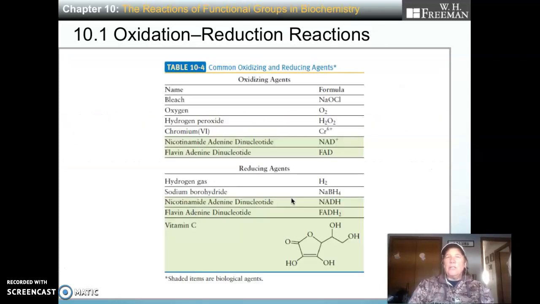Okay, in your book you'll see these are common oxidizing and reducing agents. You'll notice these, the bleach, oxygen, hydrogen peroxide, these tend to be disinfectants. Okay, and then down here we have like vitamin C and some vitamins and others, these are reducing agents, and again, they move the hydrogen and the oxygen around.